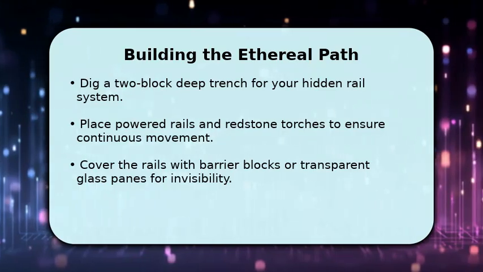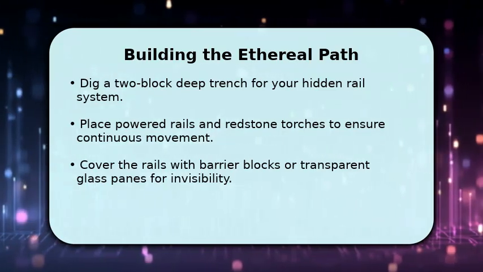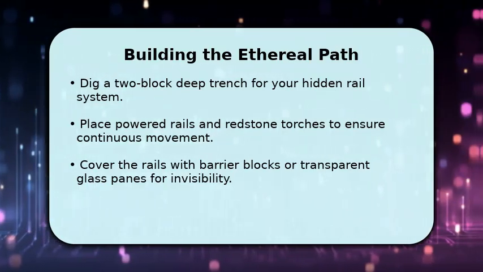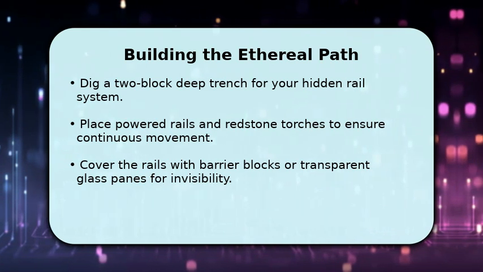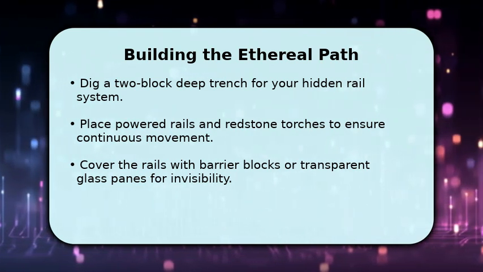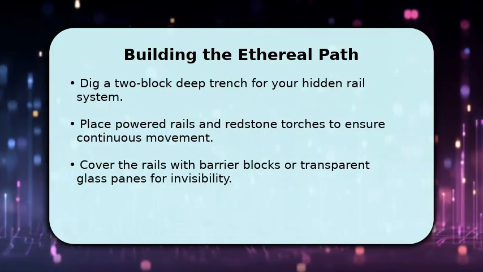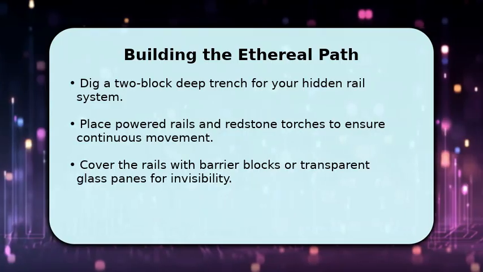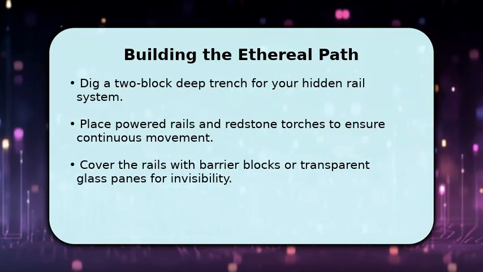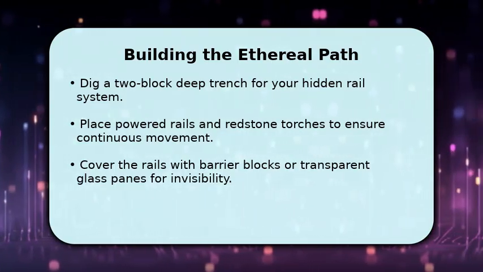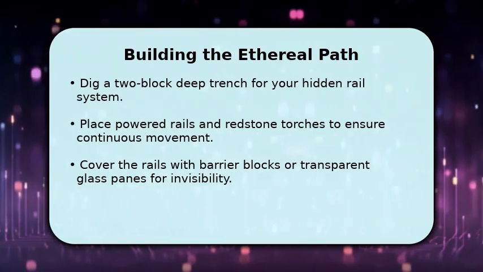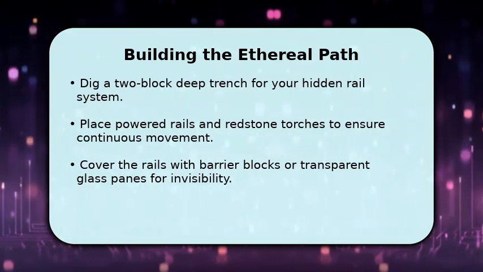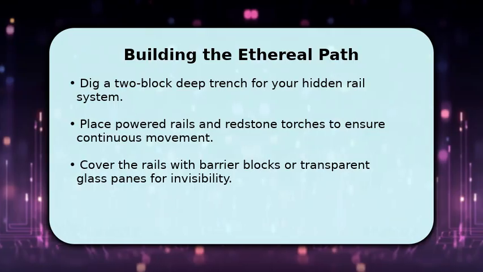First, let's create the illusion of an invisible track. Dig a trench 2 blocks deep where your train will run. Lay down your powered rails and strategically place redstone torches to keep them active. Then, cover these rails with barrier blocks, which are completely invisible, or use glass panes for a subtle, ethereal look. This forms the foundation of your ghostly ride.